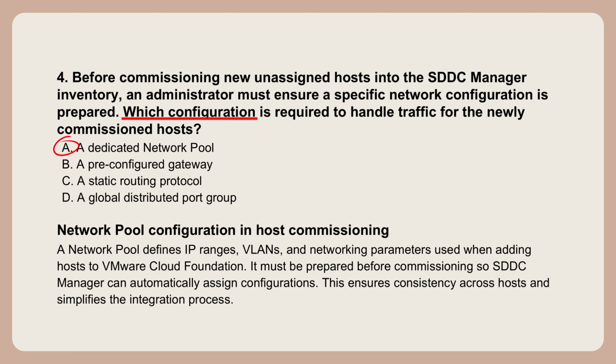Let's look at the wrong answers then. Why not a pre-configured gateway, option B? Well, a gateway just routes traffic off the subnet. It doesn't assign identity to the host. Okay, and C? Option C, a static routing protocol is also wrong because routing protocols govern network paths, not host provisioning. And D, the global distributed port group. That is something that gets configured after the host is commissioned and added to a cluster to handle virtual machine traffic. It doesn't handle the physical host's initial arrival.